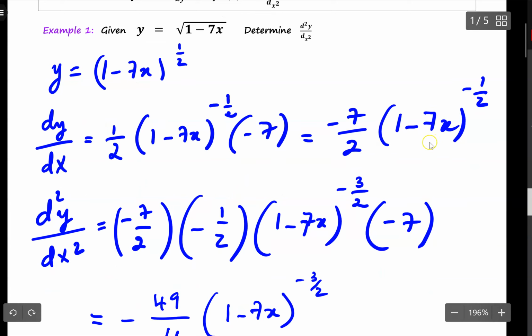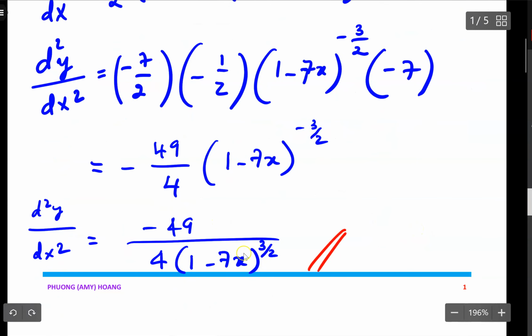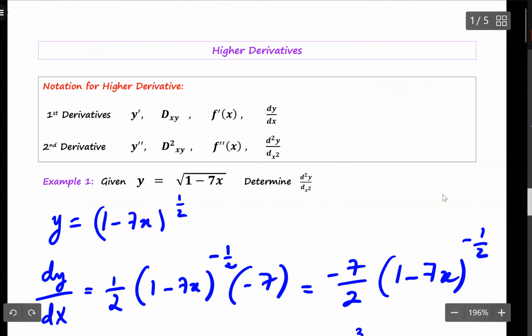You don't have to apply any product rule. All you do is just apply the chain rule, derivative of a function raised to a power, take derivative of that function, and then multiply by the derivative of what is inside the bracket, and then simplify your answer. Write it as positive as required. Okay, so this example is pretty simple, but higher derivatives can get complicated because after you take the first derivative, you end up with a product rule or even a quotient rule to work with.